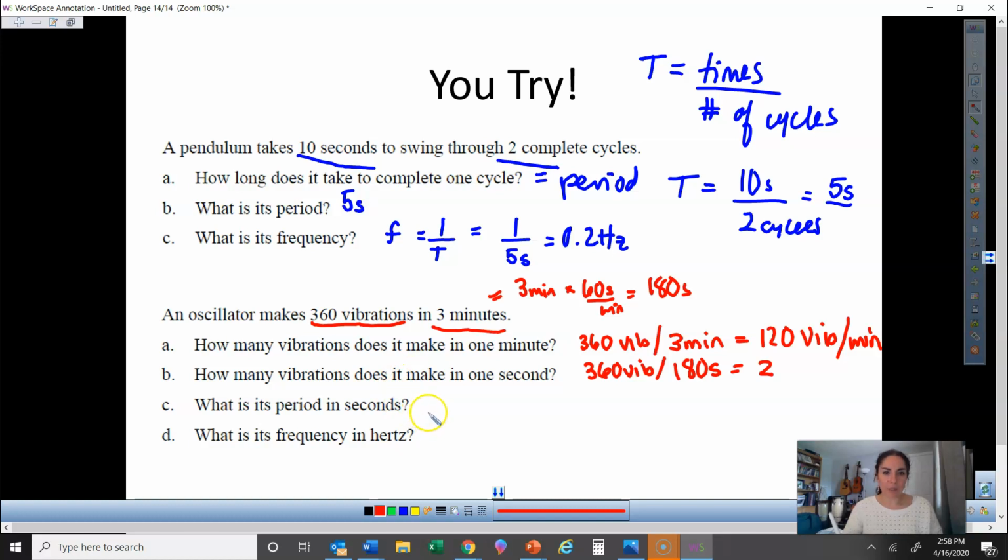Okay, what is the period in seconds? So, period is going to be the time. So that's going to be 180 seconds divided by 360. So we have 0.5. So it takes me a half a second to make one period, which makes, that's good. It makes 2 vibrations in that time. Okay. And then the frequency is going to be the opposite, 360 over 180, which gives you 2 hertz.